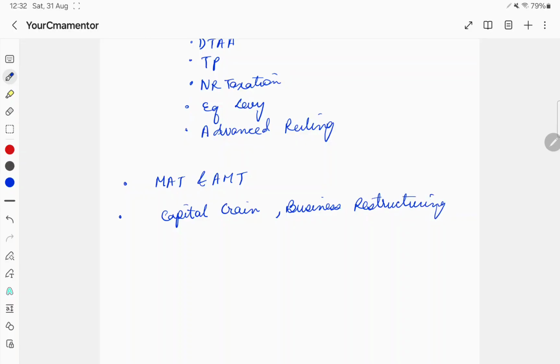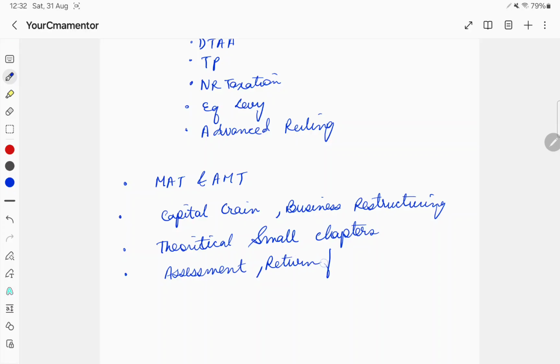Then go with the theoretical small chapters which are left, which I have already described above. Then go with the assessment chapter, assessment and return filing. Then at the end, go with PGBP.